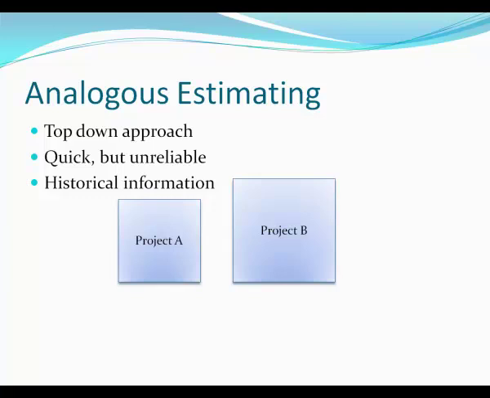It's sometimes called a top-down approach. It's very quick but not very reliable, and you have to have accurate historical information. I mean, we have to have a lot of confidence in the cost of project A to predict the cost of project B.